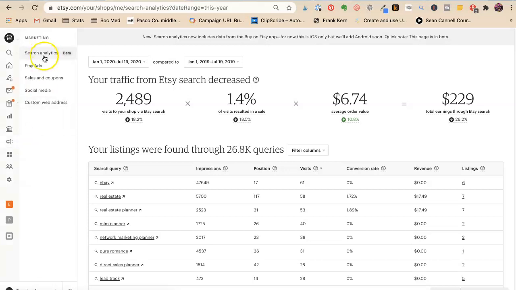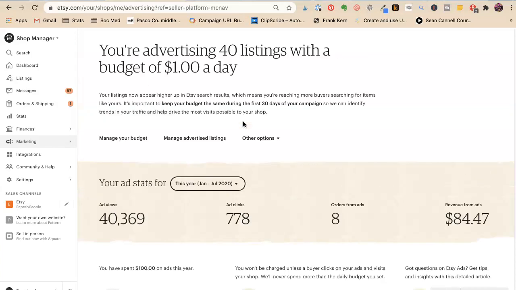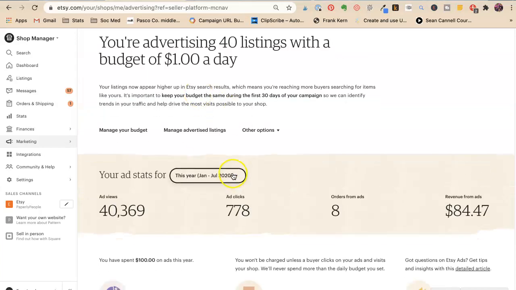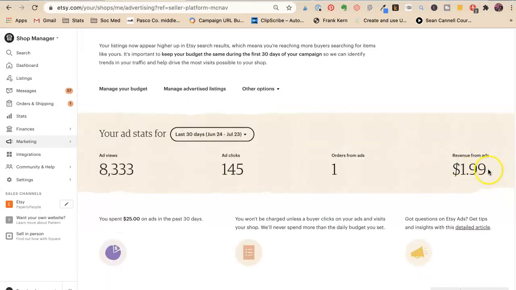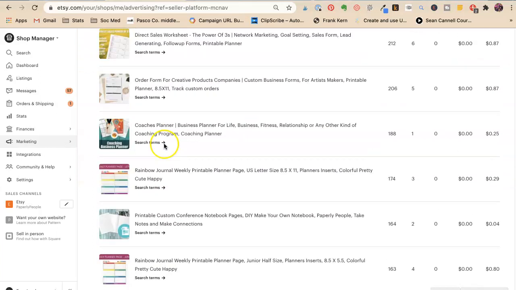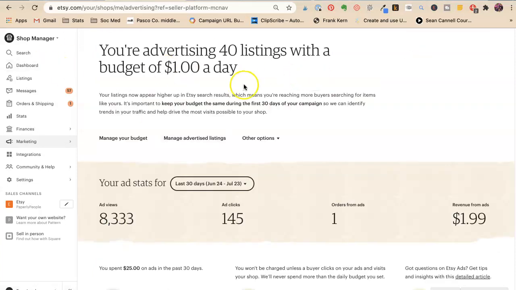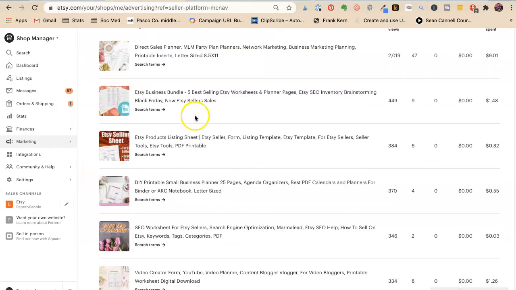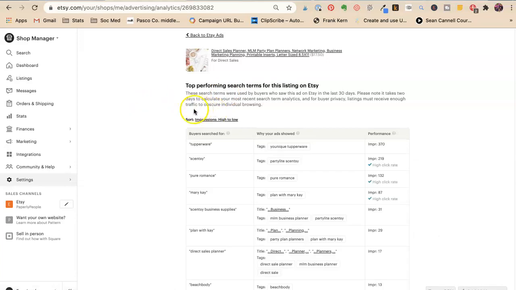Marketing. Etsy ads. Okay, again, last 30 days, I made $1.99 off of these ads. Okay. So I'm gonna leave this one on right now because this is the shop I really am working on, and I want to see my search terms in relation to it.